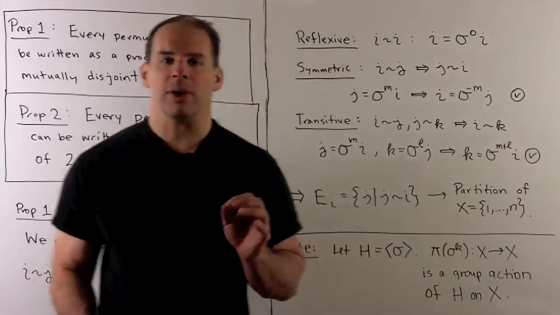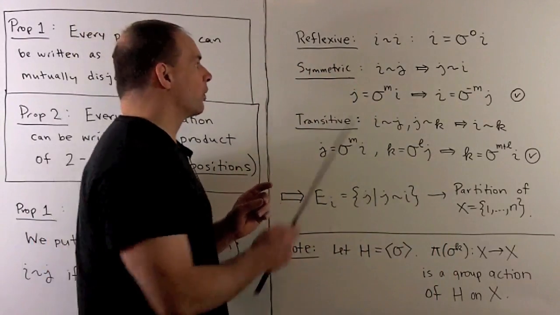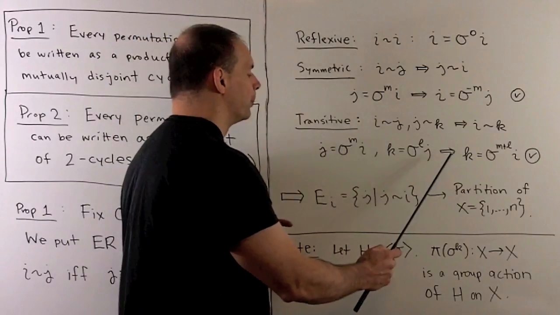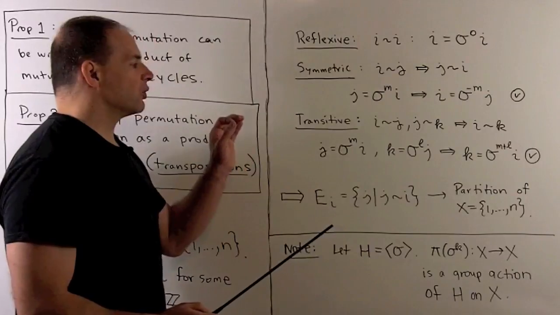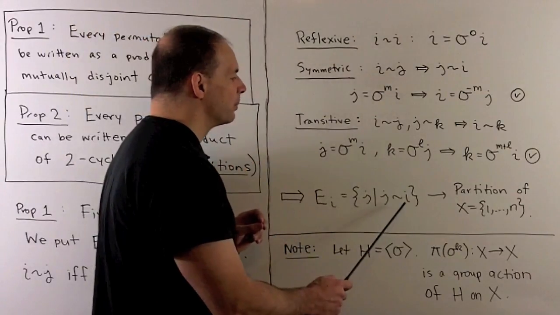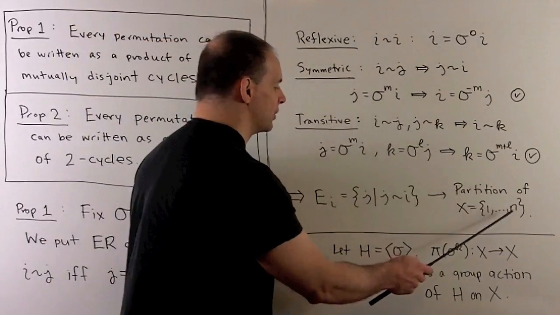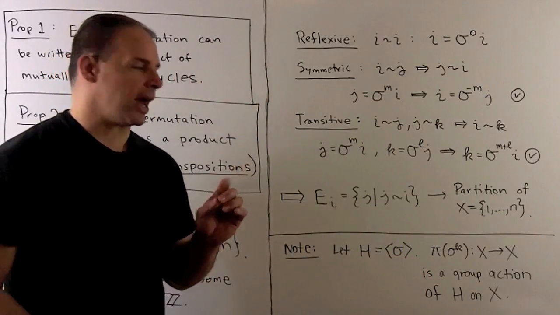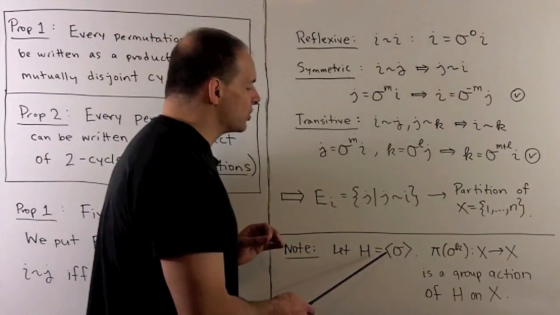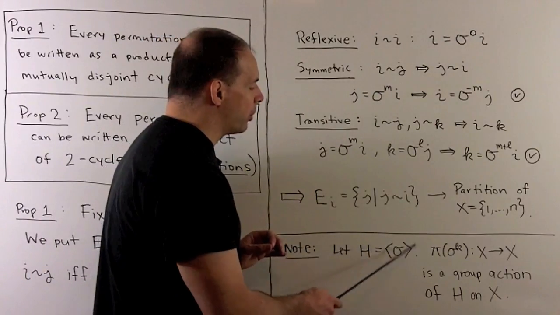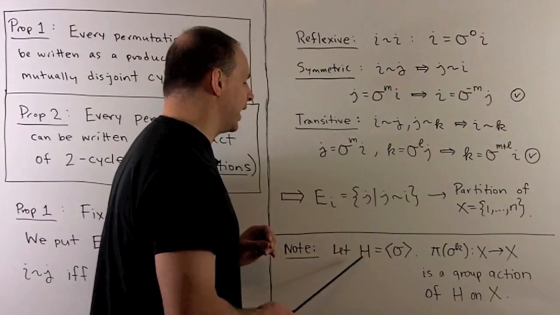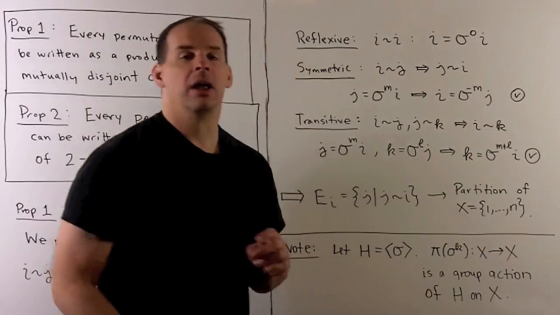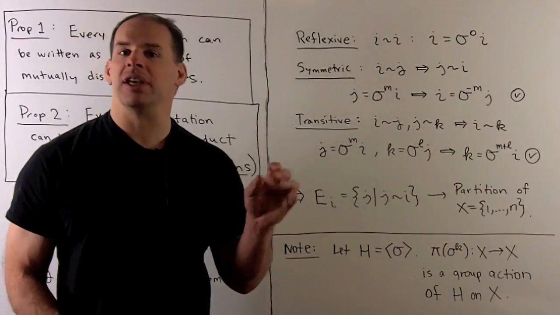Now, to see that we have an equivalence relation, we need to show reflexive, symmetric, and transitive. Those are straightforward, so I leave them to you. Once we have the equivalence relation, we form equivalence classes, and then we get a partition of our set X. Now, another way to phrase all of this is in the language of group actions. So if we take the subgroup generated by our permutation in S sub n, call that H, we'll have a group action of H on our set X. That gives us a partition of X into orbits.